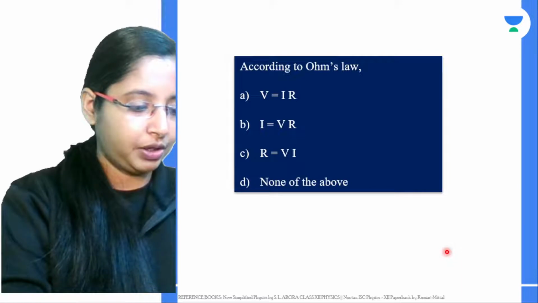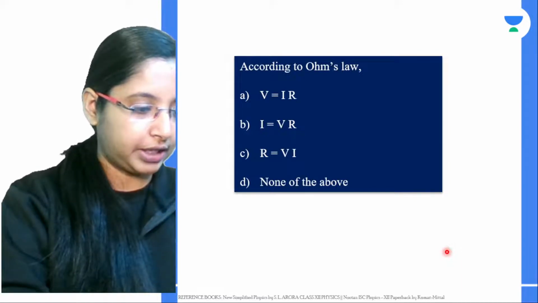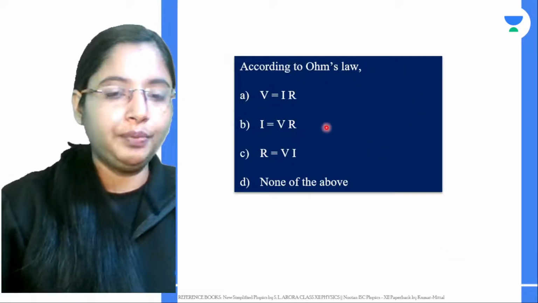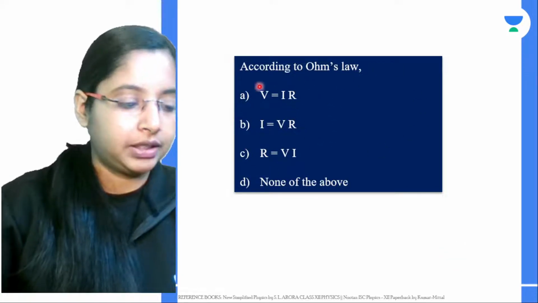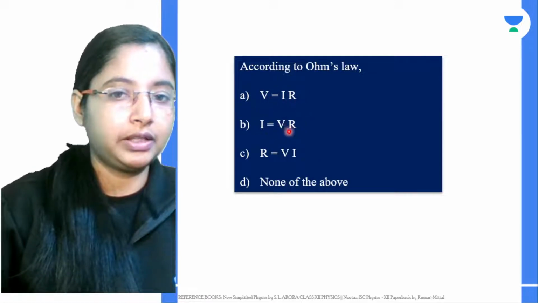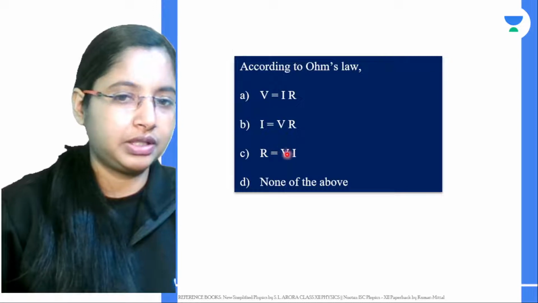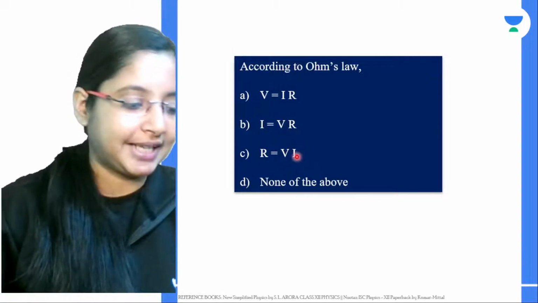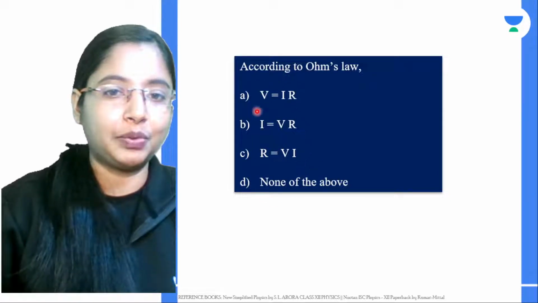So I have a simple question. If you know the answer, you can share it in the chat box. According to Ohm's law, what do you think is right? Is the potential difference equal to current into resistance, or current equal to potential difference into resistance, or resistance equal to potential difference times current? Which of the following, or none of the above, is correct?